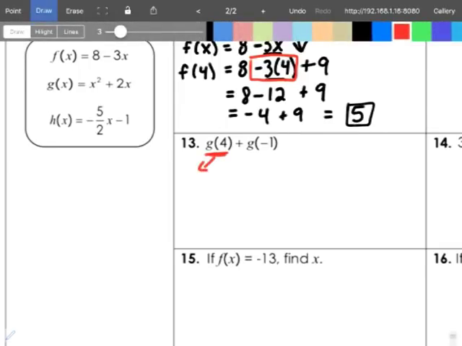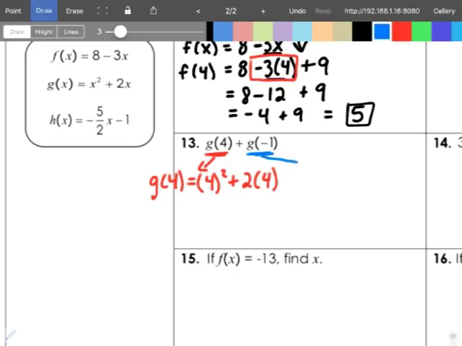So g of 4, this tells me, plug it into the g equation. So, okay, g of x, well, I'll just write g of 4. I'll plug it in right now. g of 4 equals x squared. So everywhere I see an x, I'm plugging in 4. Remember, always put parentheses. 4 squared plus 2 times 4. Great. So that's one piece.